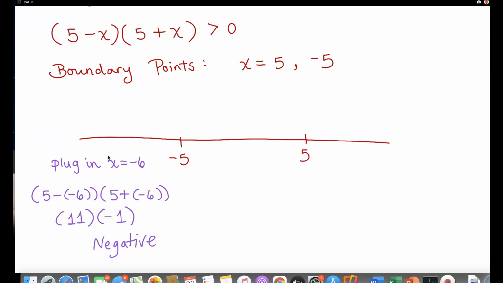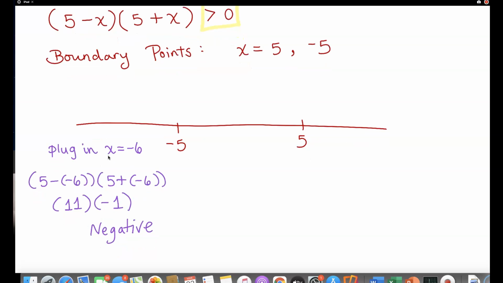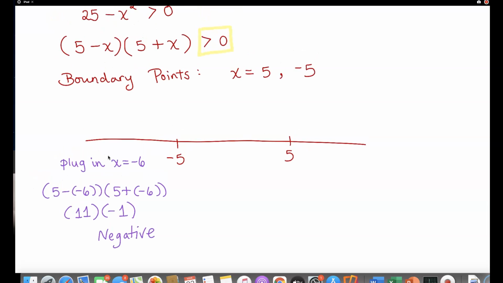Now listen, what were they looking for? They wanted these two to be greater than 0, didn't they? They wanted it to be greater than 0. So if it says negative, this is not the answer interval. So I'm not going to highlight it. But look, speaking of that symbol greater than, because they said greater than, I'm going to draw open circles here. Not filled in circles. Because they didn't have a bar underneath it, I'm not going to color it.